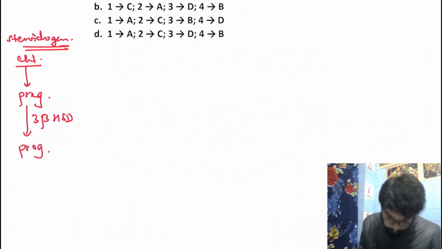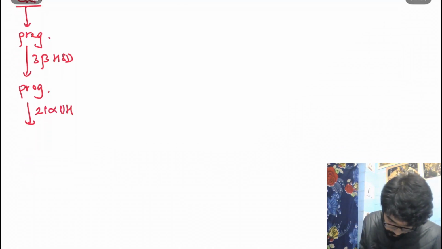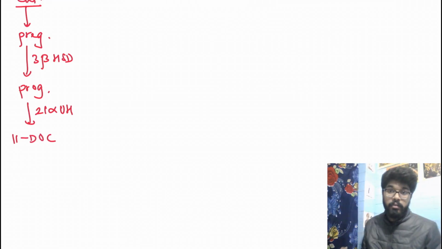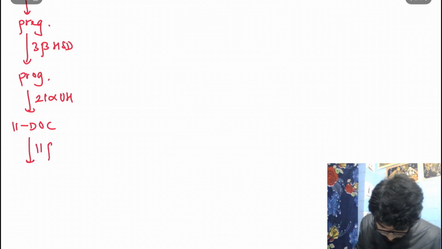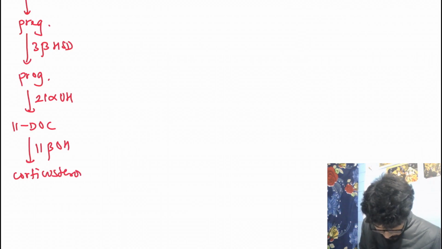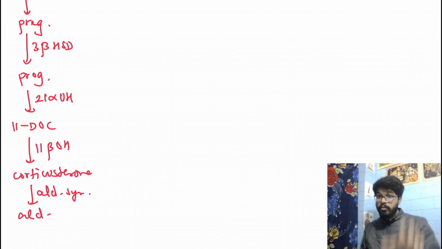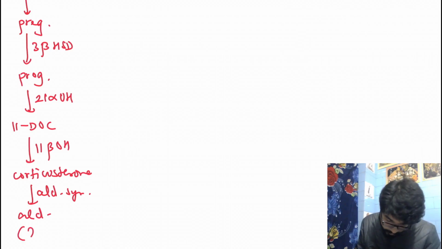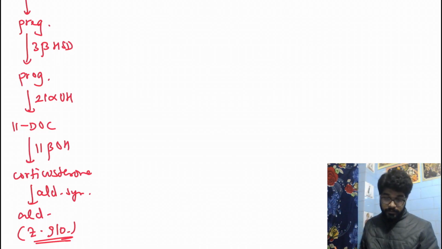Okay. From progesterone, in the presence of 21 alpha hydroxylase, we have 11-deoxycorticosterone. Okay. Now from 11-deoxycorticosterone in the presence of 11-beta-hydroxylase we have corticosterone, and in the presence of aldosterone synthase we have aldosterone. So this whole pathway occurs in the zona glomerulosa of the adrenal cortex.